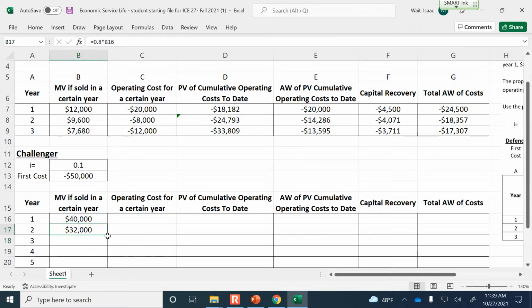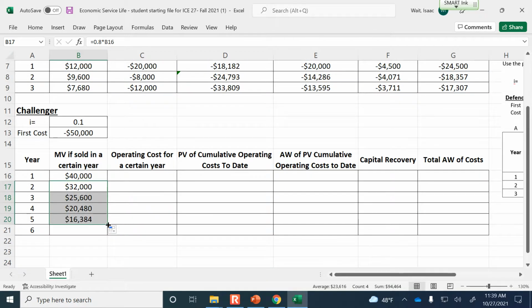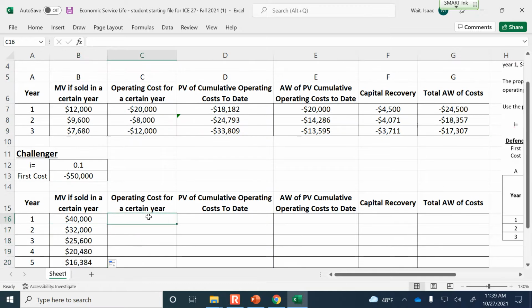So let me continue this trend down and fill out all of the salvage values, up through the 6 years that we're considering with this challenger. Okay, operating costs are defined as $5,000 in the first year, and then it increases by $2,000 a year. So it means the previous year's cost and then another $2,000. And then that trend just continues.